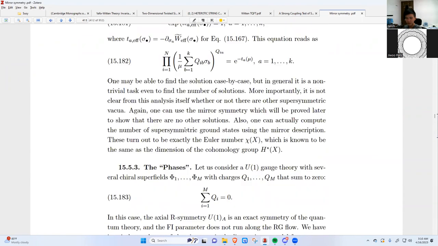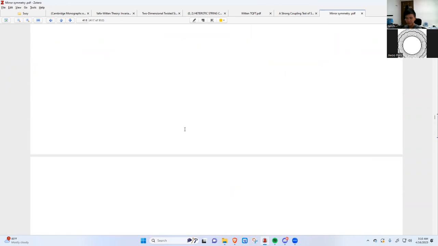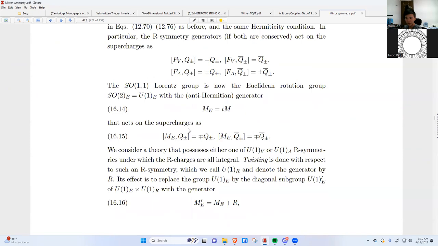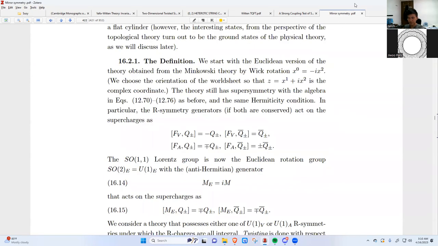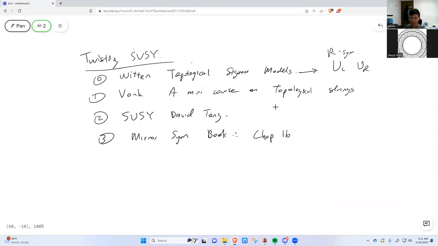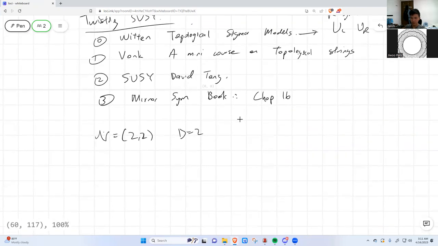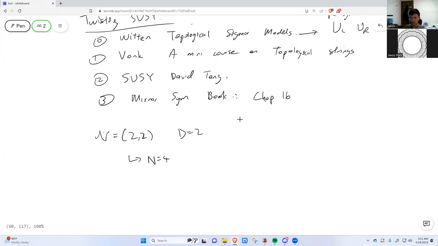So roughly speaking, the idea is that when we study, for example, 2-2 supersymmetry, there are all the generators. So for example, curly N equals 2-2. I suppose we are in two dimensions, then this gives us four SUSY generators. And they'll be denoted Q plus, Q minus, Q bar plus and Q bar minus.